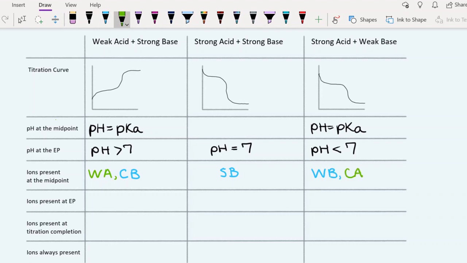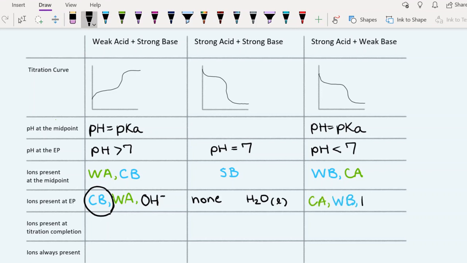At the equivalence point, there is a neutralization reaction of the strong acid and strong base to produce water. For the weak acid and strong base, at the equivalence point, the conjugate base is produced. The conjugate base will partially dissociate to form the weak acid and hydroxide ions. Similarly, for the strong acid and weak base, the conjugate acid is produced, and it can dissociate to form the weak base and the hydrogen ion.